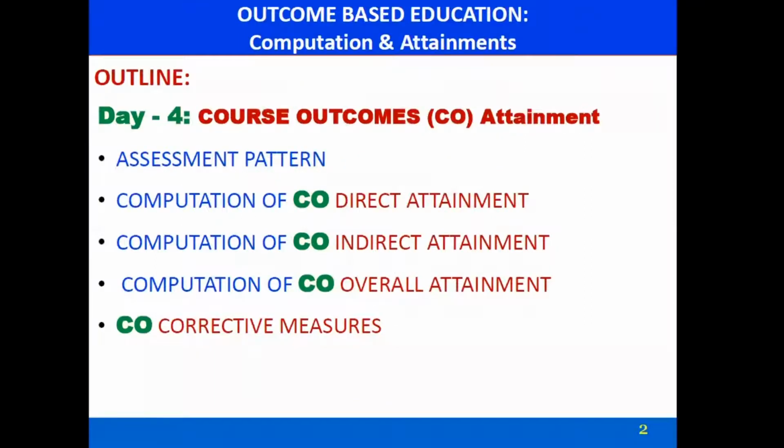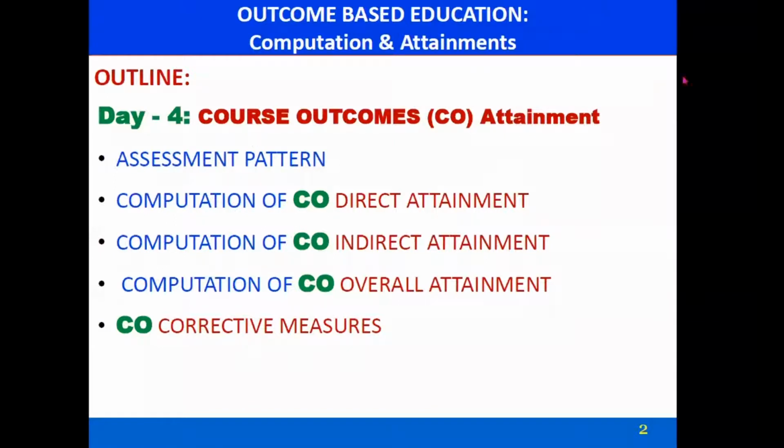So in day 4, we will continue with course outcomes, then attainment of course outcomes for a particular course. In our previous session, we discussed how to map course outcome with program outcome, then course outcome with program specific outcome, along with their matrices, followed by mapping levels, then the attainment process of course outcomes. With that knowledge, now we will continue with the computation of course outcomes of a particular course.